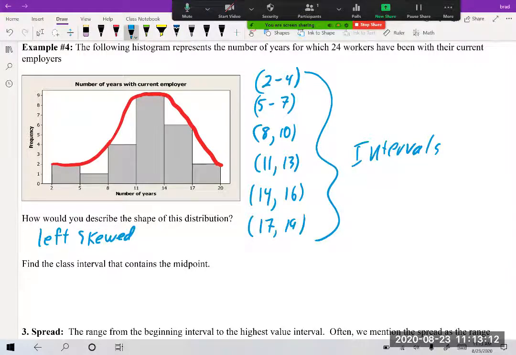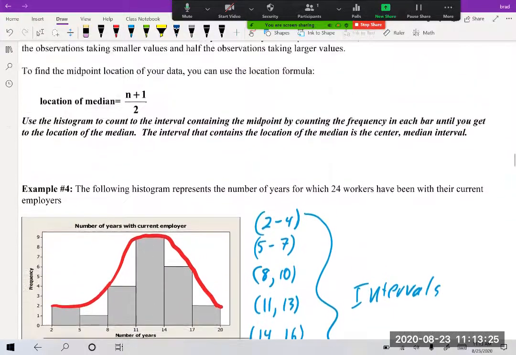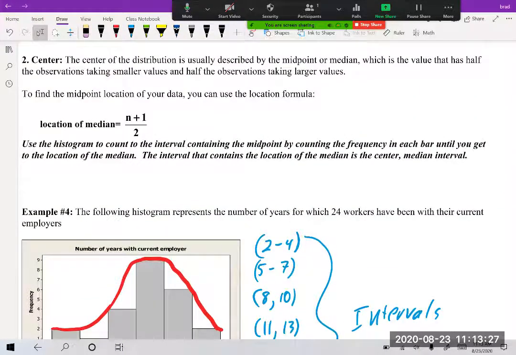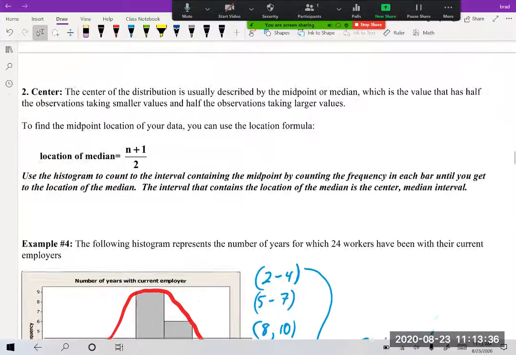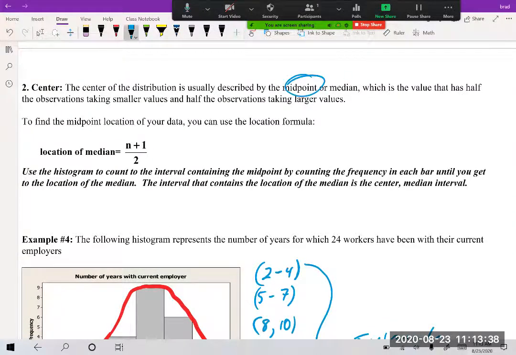Find the class interval that contains the midpoint. So this is what I wanted to talk to you guys about, because the class interval that contains the midpoint is not necessarily this one right here, because you'd say, oh, that looks like the center of the data. Right? So we go over here and it says, use the histogram to count to the interval containing the midpoint. So the first way that we do this, it says the midpoint or the median, and the location of the median is n+1 divided by 2.